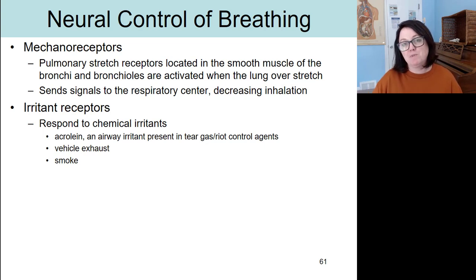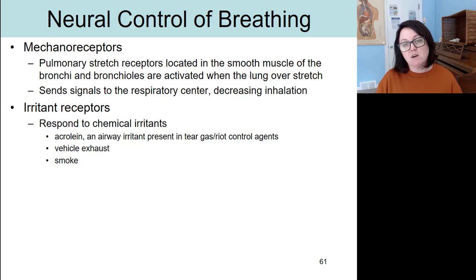Another type of receptor that can send signals to the brain to help regulate breathing are irritant receptors. So as the name suggests, they respond to irritants. Really, these are just another type of chemoreceptor, but we don't call them that because they are responding to chemical irritants. So let's look at some examples of chemical irritants that can activate these irritant receptors. You might not have ever heard of acrolein, but you are familiar with where it's found. So acrolein is an airway irritant that's specifically formulated in tear gas, or if you will, riot control agents.